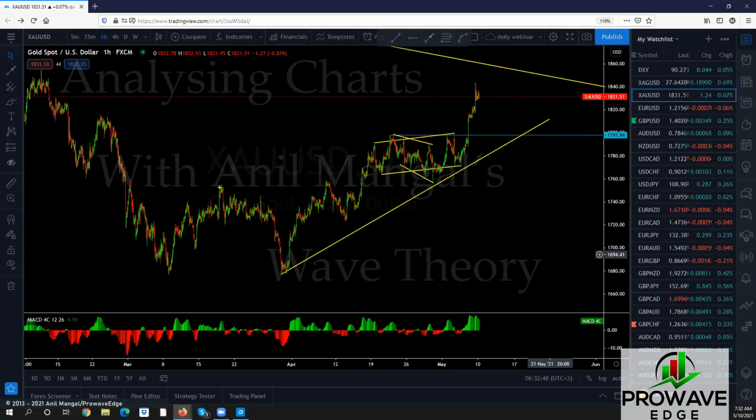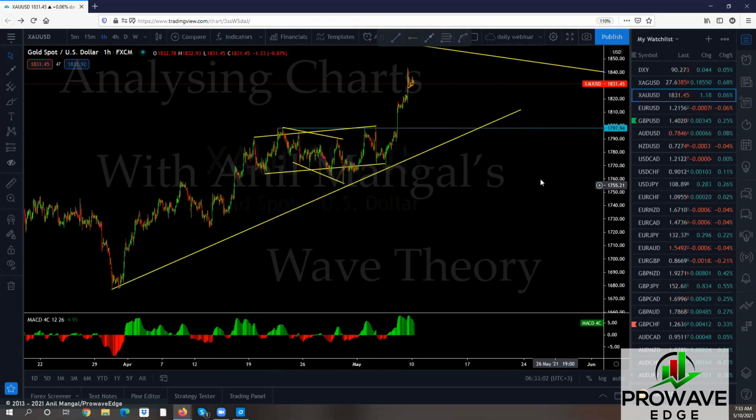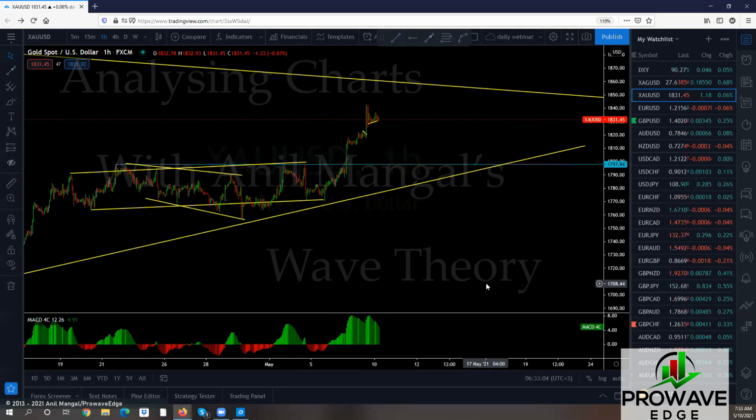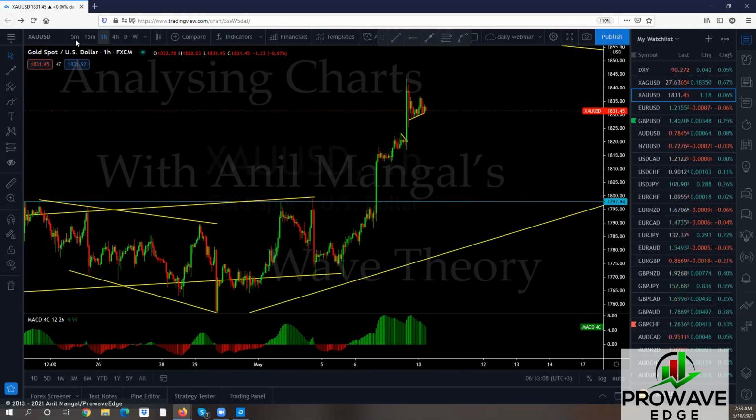If we look at it that way, this could still make a running flat here. It will first have to drop, make a deep correction here, then drop and then go. We've seen long drawn out running flats like that. So we'll keep that in mind, but that shouldn't stop the trading we're doing right now. Right now we're in this, and this looks like a short-term sell.